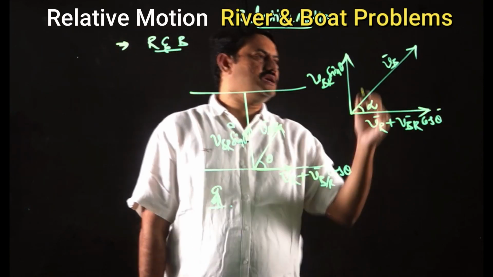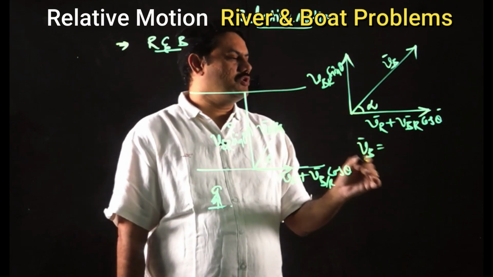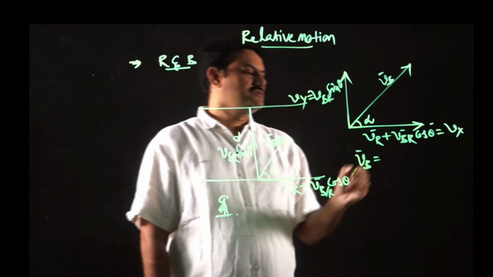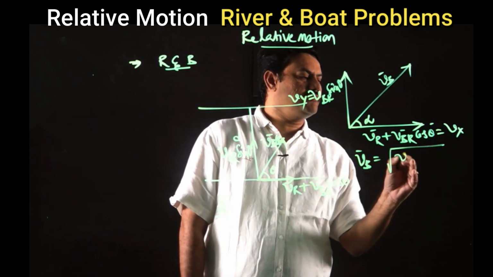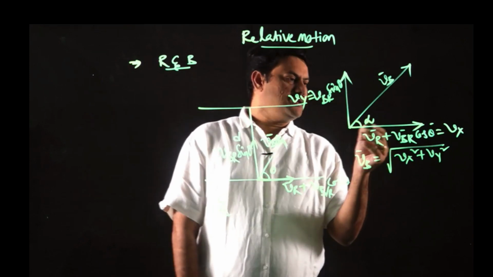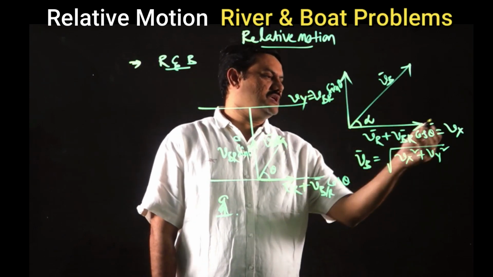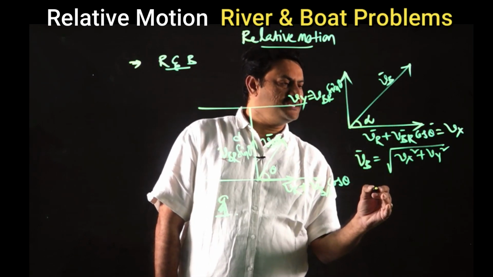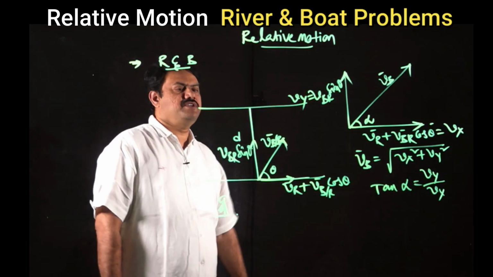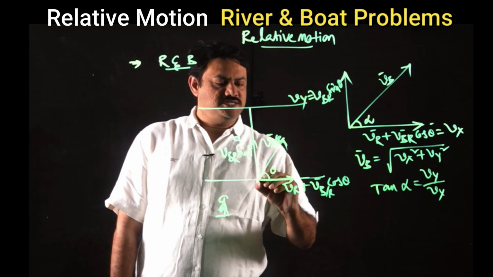So you want to calculate the resultant velocity of the boat. Let this be Vx and this be Vy. So velocity of the boat with respect to the ground is equal to root over Vx square plus Vy square. And the angle made by this with the river flow: tan alpha is equal to Vy by Vx. And next here, let this be the resultant.